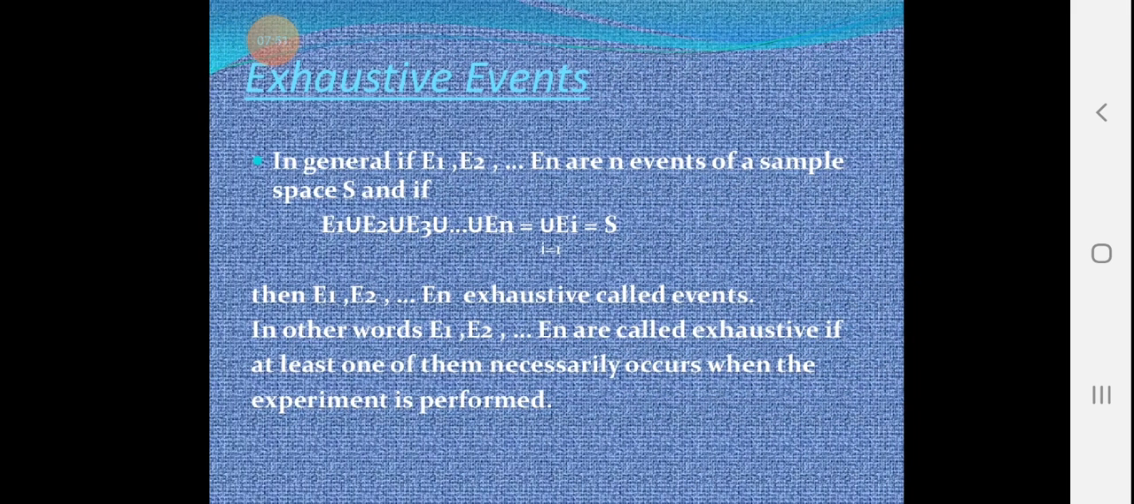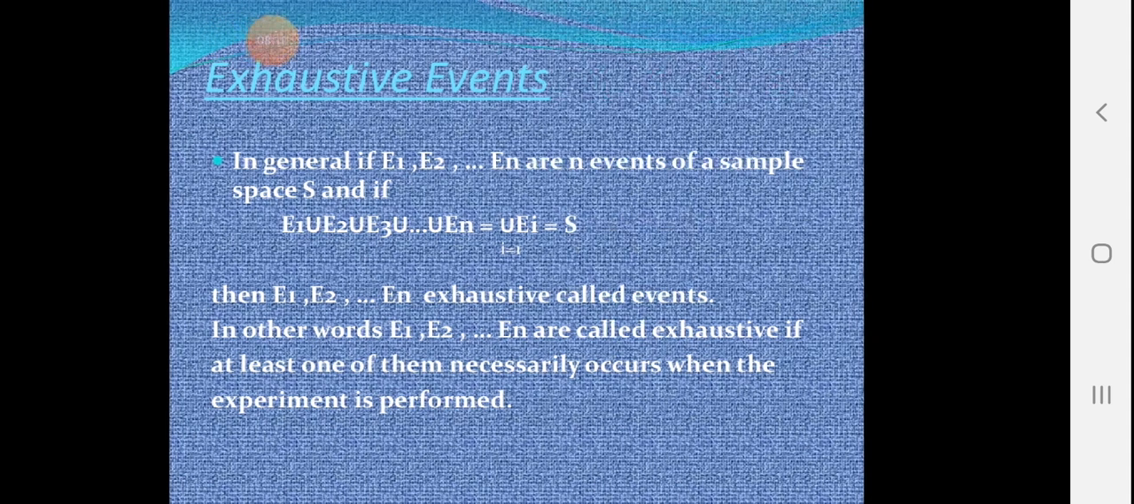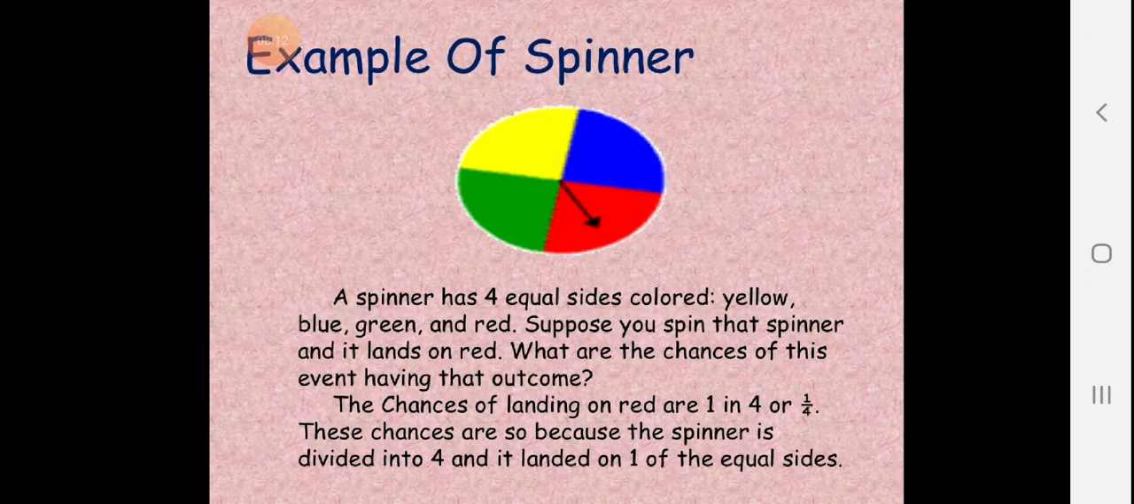Now exhaustive events. These exhaustive events are the union of events like E1, E2, and there are n number of events which ultimately form the space S. All these events are called the exhaustive events. You will study more in detail about exhaustive events in the next class, class number 10.